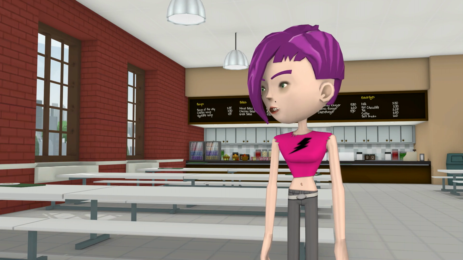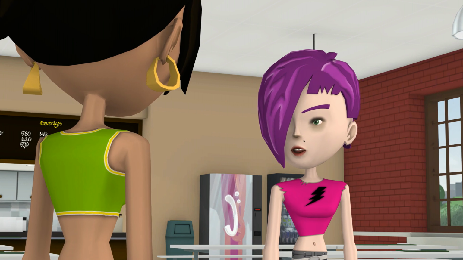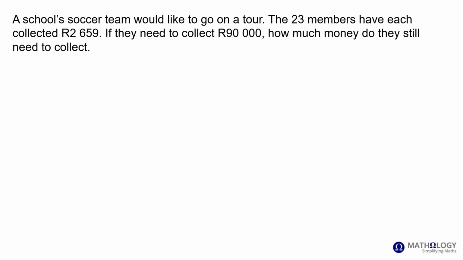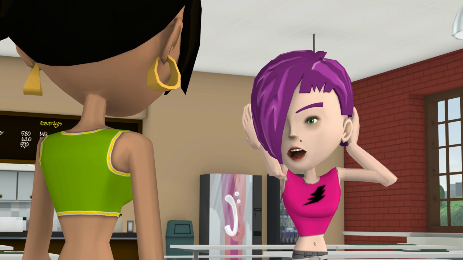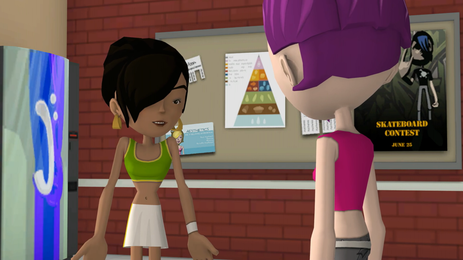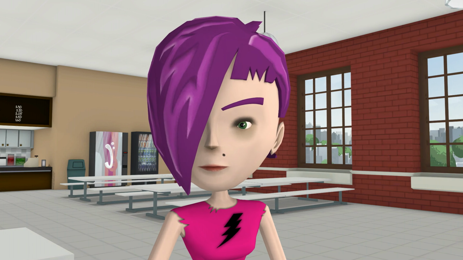Wow. Okay, so if we all paid 2,659 rand, and there are 23 girls going, then how much money has been paid? You surely aren't going to add 2,659 rand 23 times, are you? Well, do you have a better idea? I would use multiplication, but that's just me. I mean, you could keep adding 2,659 23 times, but that would take long, don't you think?